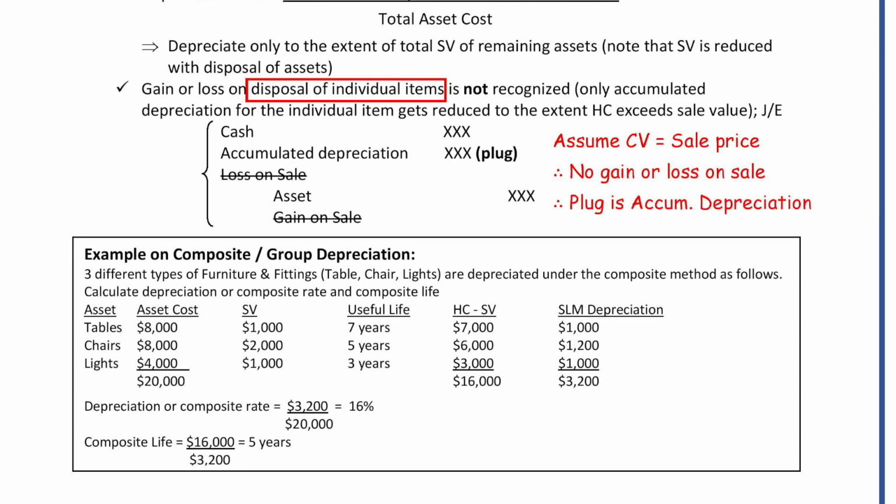Now we have an example on composite or group depreciation where we have three different types of furniture and fittings which are depreciated using the composite method. What we do is we first calculate the depreciation or composite rate, putting all the dissimilar composite assets together, and then we use that rate to depreciate the asset over its composite life.